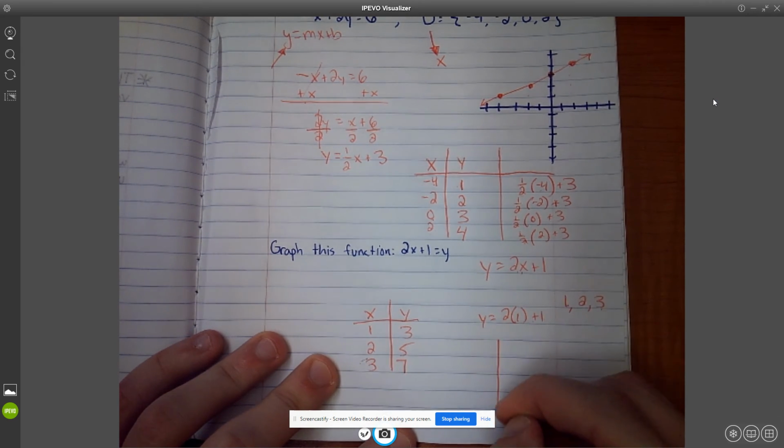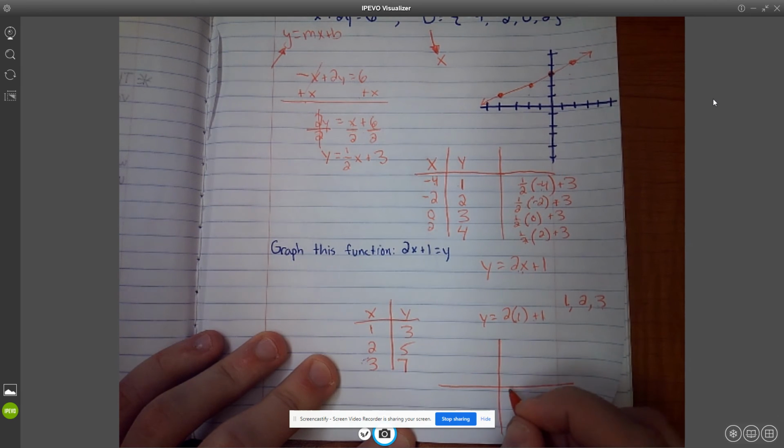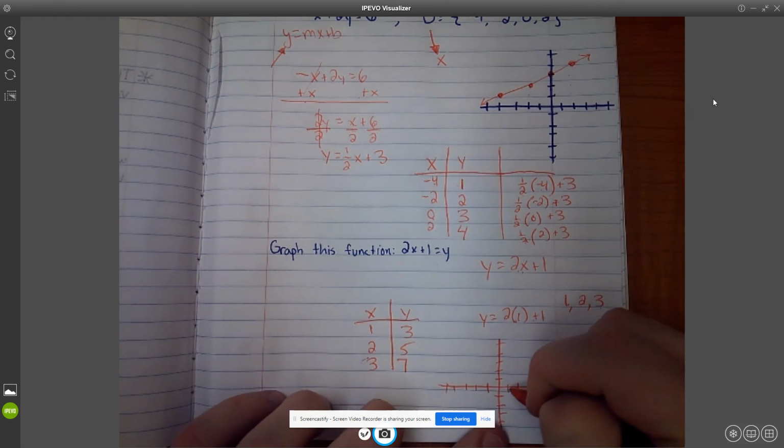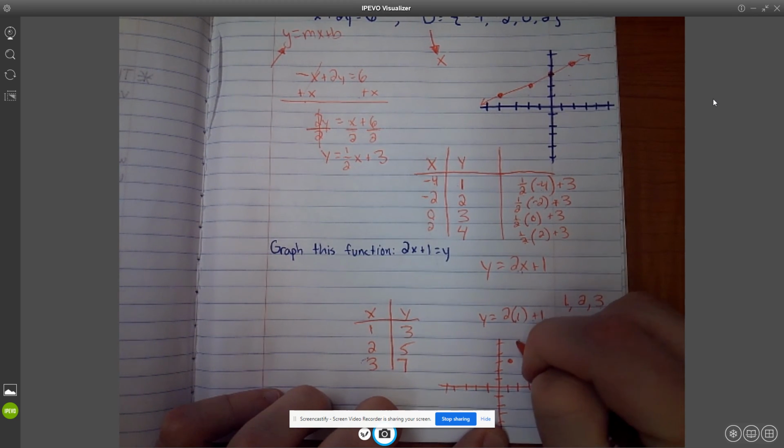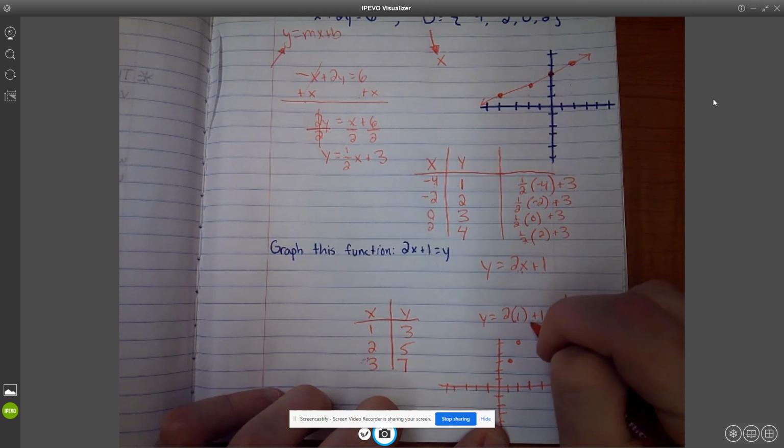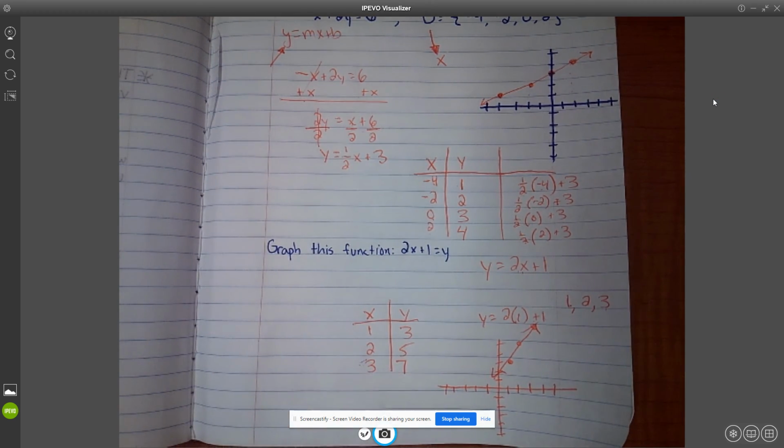So again, if I wanted to graph this, 2, 3, 5. Look at this just beautifully drawn proportional graph. Oh yeah. It would be 1, 1, 2, 3, 2, 5, and 3, 7. And again, we would draw that and put that arrow through that.